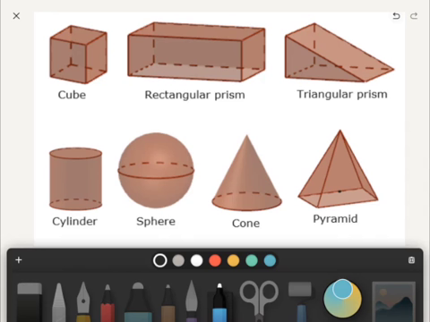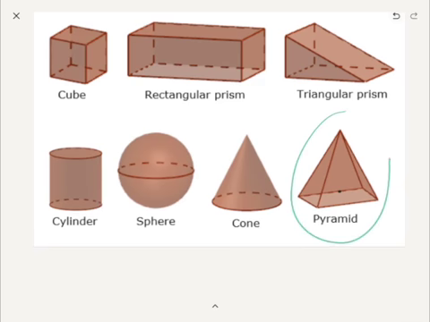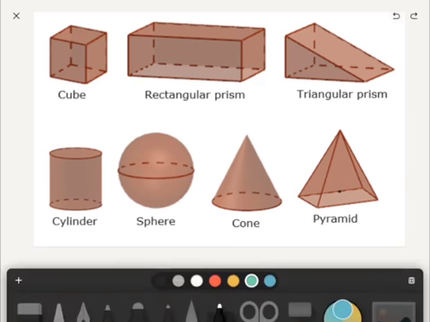Alright, so today we are talking about geometric solids. So here are some examples of that. We've got the cube. Maybe I should get more contrast out here. Rectangular prisms. Triangular prisms. Cylinders. Spheres. Cones. And pyramids.